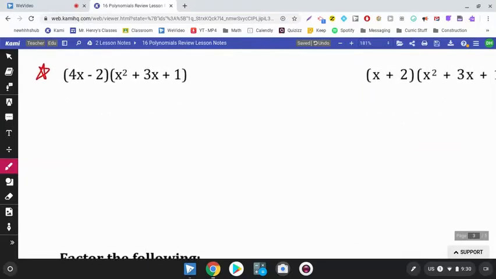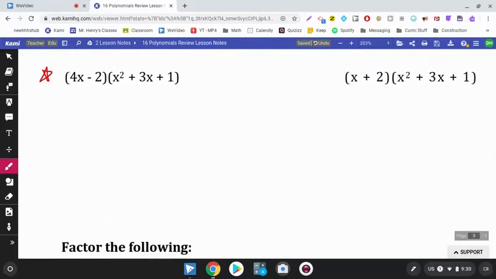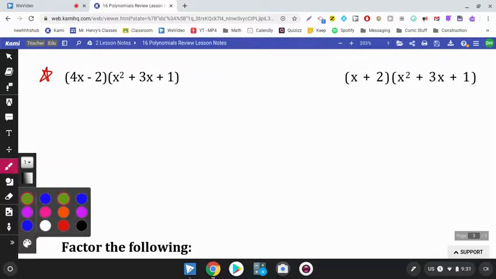Last thing with multiplication, this is kind of where we peaked, and I can really multiply any size of polynomial. I just get more and more terms. With this one, I have a binomial times a trinomial. Well, nothing changes. I do repeated distribution. The first term, the 4x, use the distributive property with that term. 4x cubed plus 12x squared plus 4x.